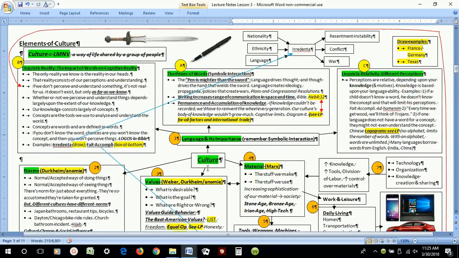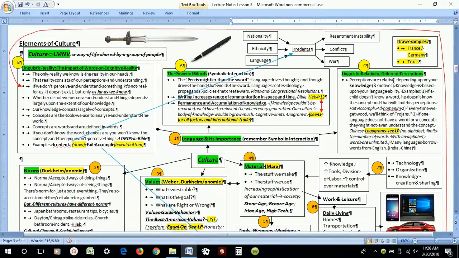All right. So we said that the key elements of culture are language, norms, values, material. And as far as the language, words are powerful. Words create your reality. It's called linguistic reality. The way we perceive things is based upon our knowledge, and our knowledge is based upon words, right? You also have linguistic relativity, which is if you have different languages or different language skills or just different knowledge levels, you're going to perceive things differently.